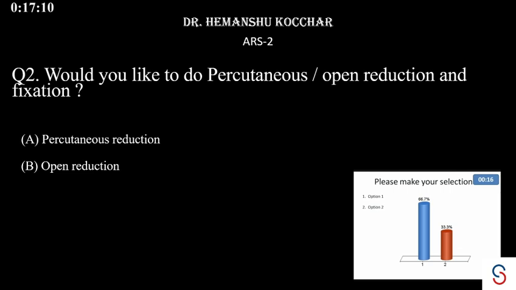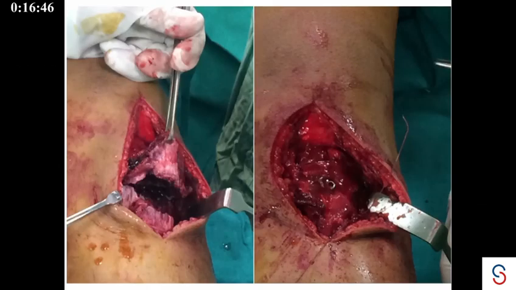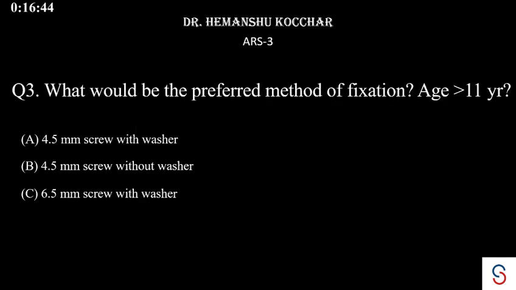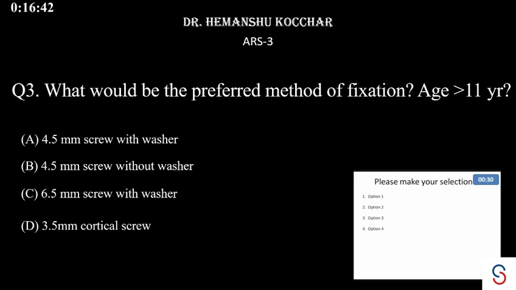Just to mention here why one should not do a percutaneous fixation in these cases: on the X-ray, the thing which is visible is only bone. There is a lot of soft tissue component in these kinds of fractures. So one should resort to an open reduction, not a percutaneous fixation. Now ARS question 3, what kind of fixation would you like to do?